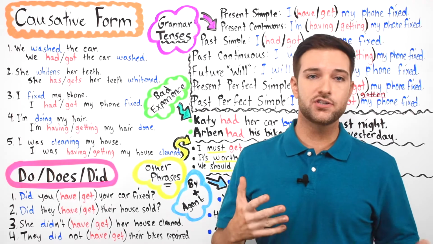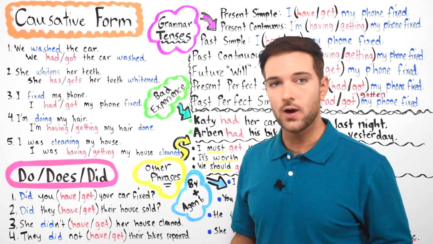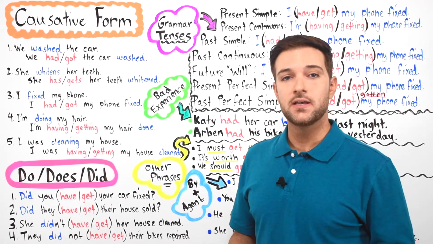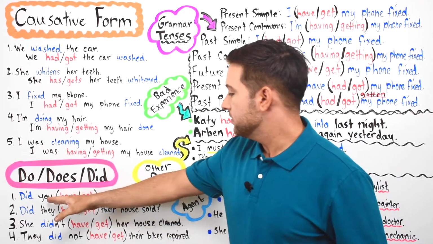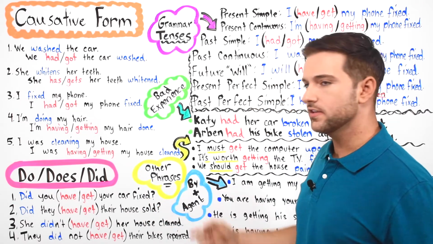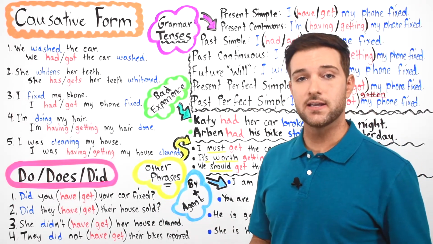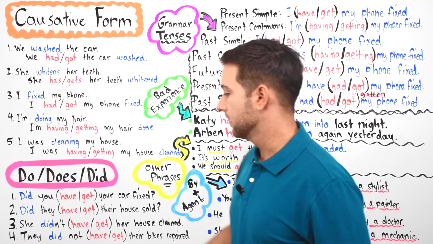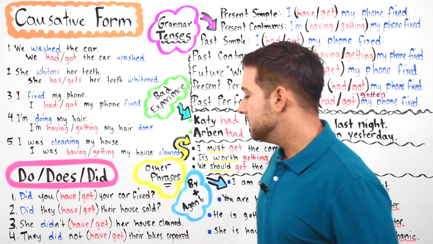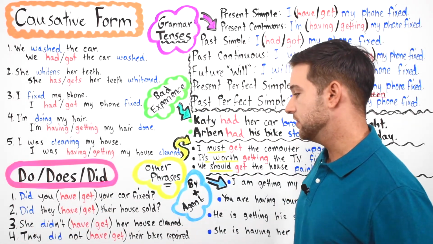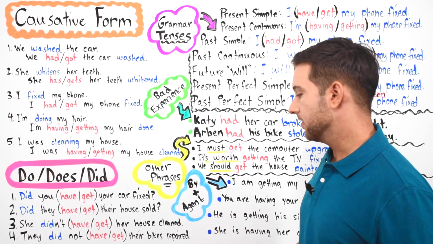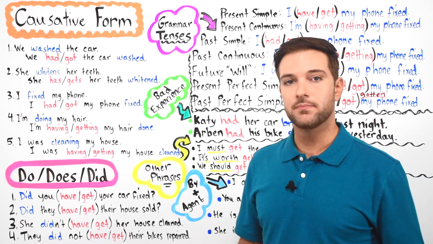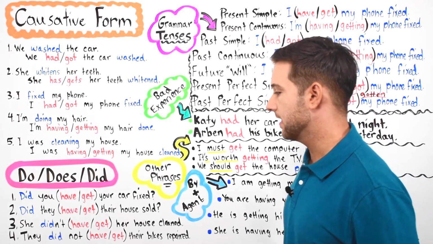Okay, a real estate agent is a person who you hire, whose job it is to sell somebody's house. A real estate agent. And did you have your car fixed? Who would fix your car? A mechanic, a car mechanic. Okay, let's go to number 3. She didn't have her house cleaned. She didn't get her house cleaned. By who? She didn't have her house cleaned by who? By the maid, okay? By somebody who cleans the houses.